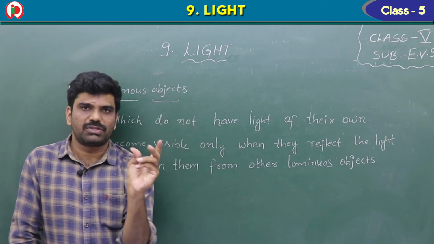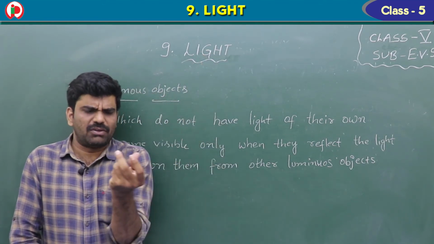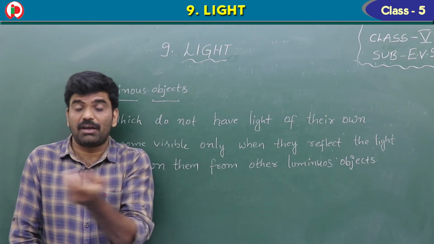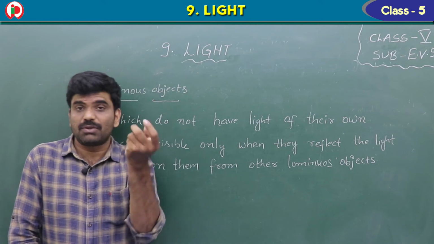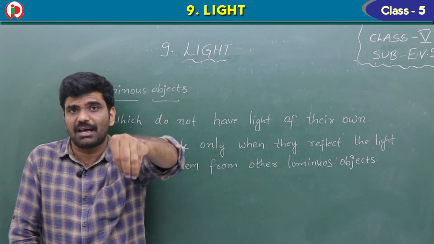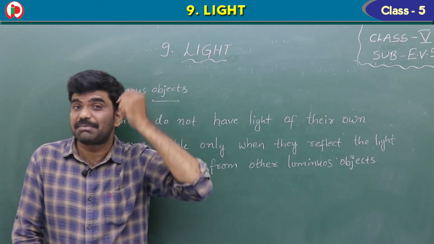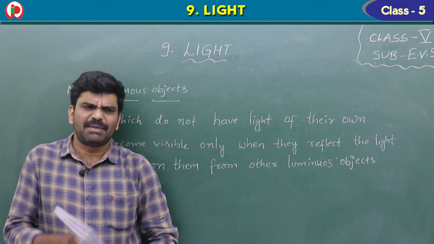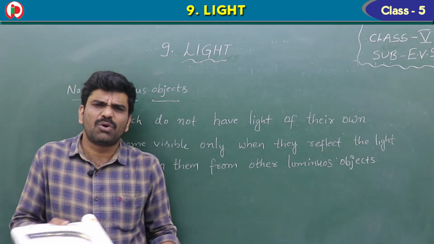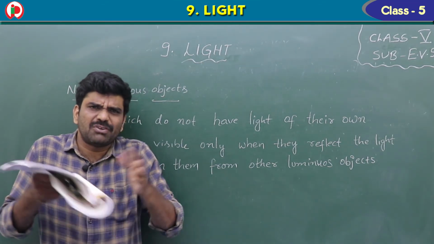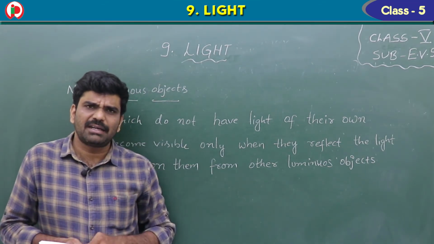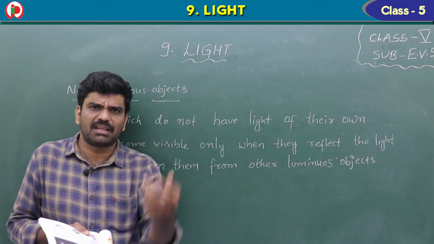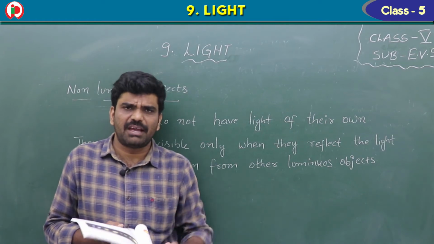Like a red rose, we can't see the red rose at night, but during daytime or whenever there is light, you can see it. What happens? The light falls on the rose, bounces back into our eyes, and we can see the object. That means non-luminous objects are those objects which cannot produce light of their own, but they are illuminated whenever sun rays or other rays fall on them.